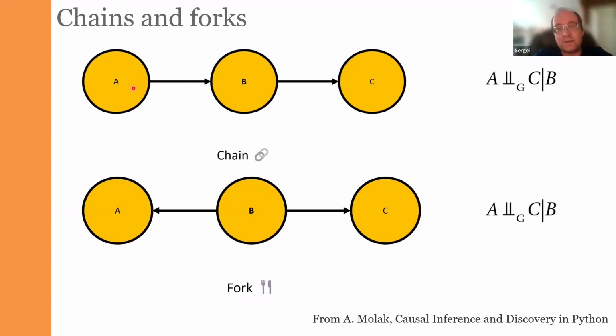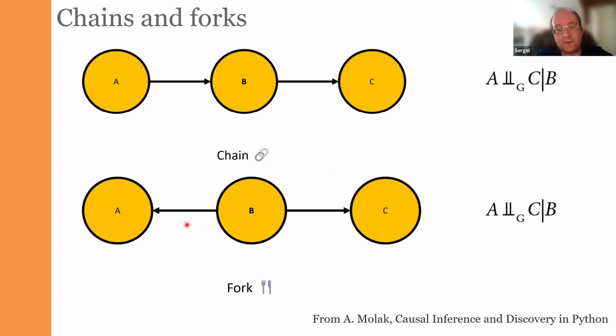One possibility is the so-called chain. A causes B, B causes C. In this case, we can say that A and C are independent if B is fixed. They're connected only through B. If we fix the value of B, then C becomes independent of A.